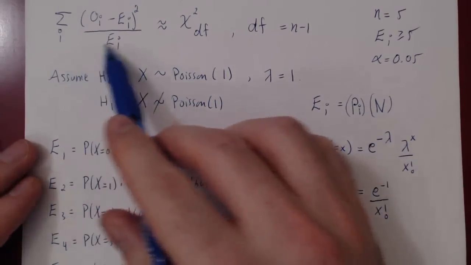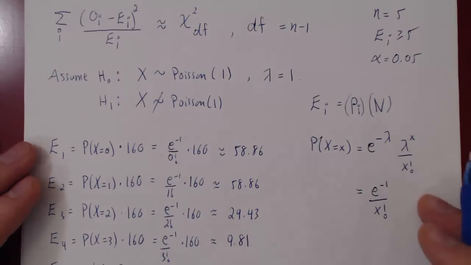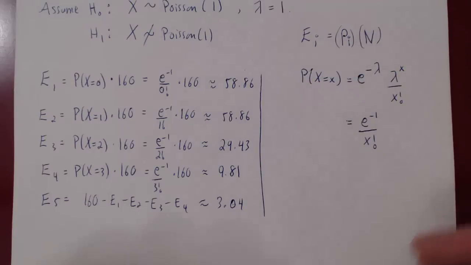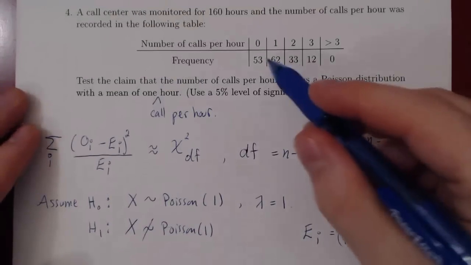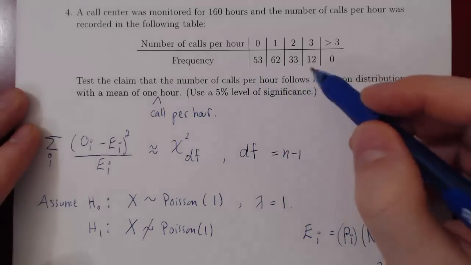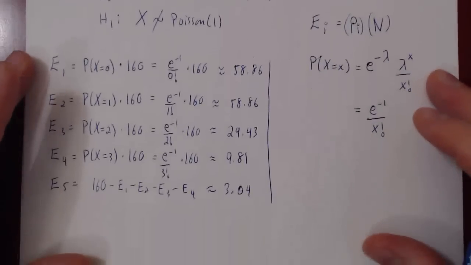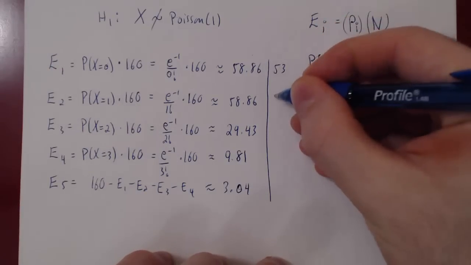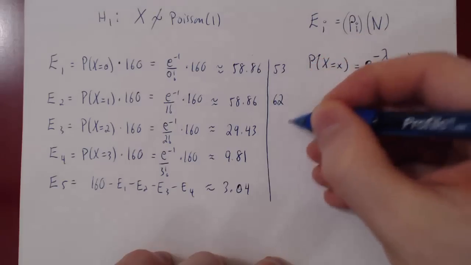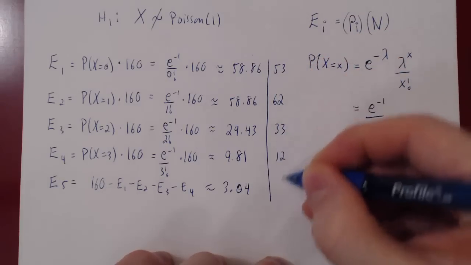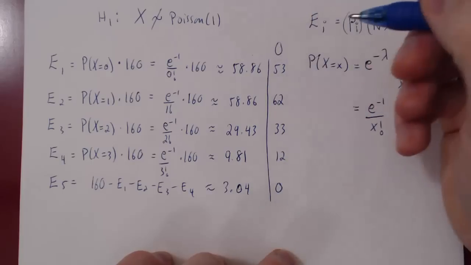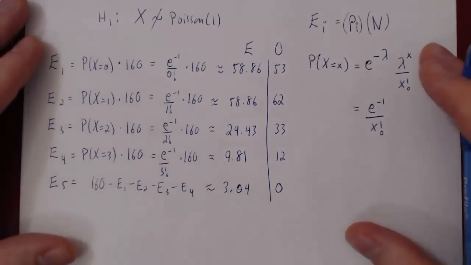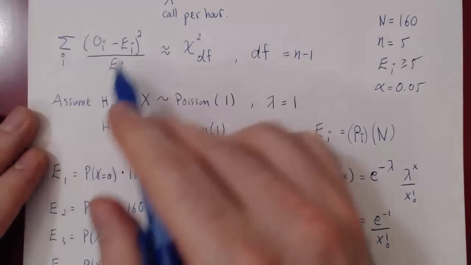So now we can compute our observed value of chi-squared. Let me just remind you of what the actual observed values were in each case. If you just go up, they were 53, 62, 33, 12, and 0. So those were the observed values. Those are now the expected values. And now we can easily compute our observed value of chi-squared.